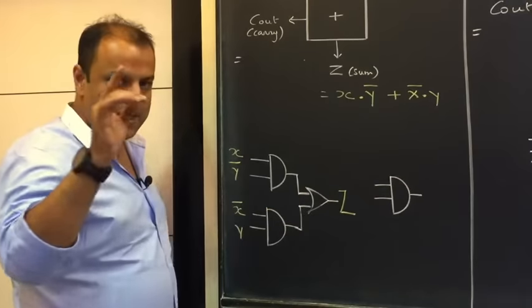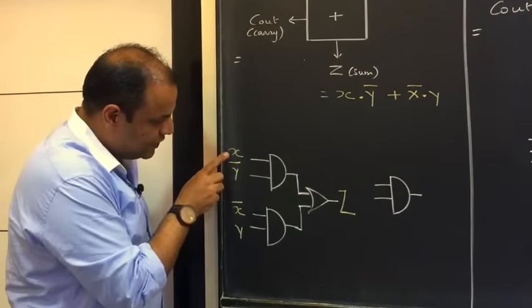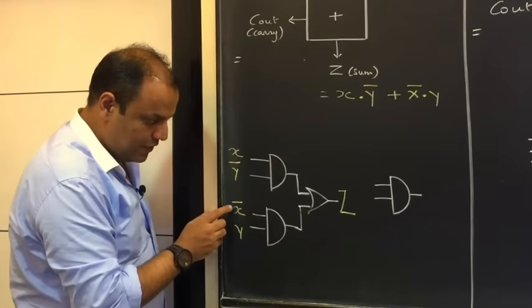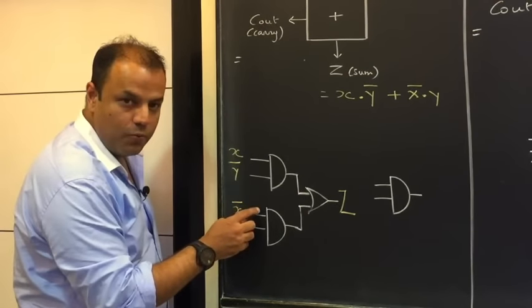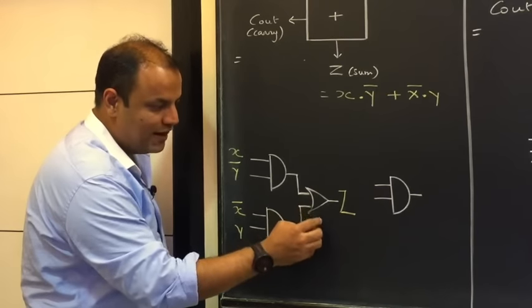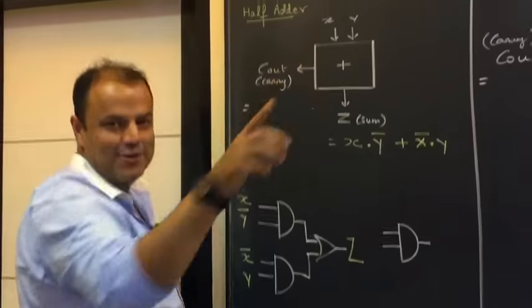Now, if X is 0 but Y is 1, show me what's going to happen. X is 0, Y is 1. X is 0, this gate will produce a 0. X is 0, that means inverter will give you a 1. Y is 1. 1, 1 will give you a 1. OR gate, one input is 1, answer is 1. You will get a sum. Last case. X, are you getting a grip on this now?